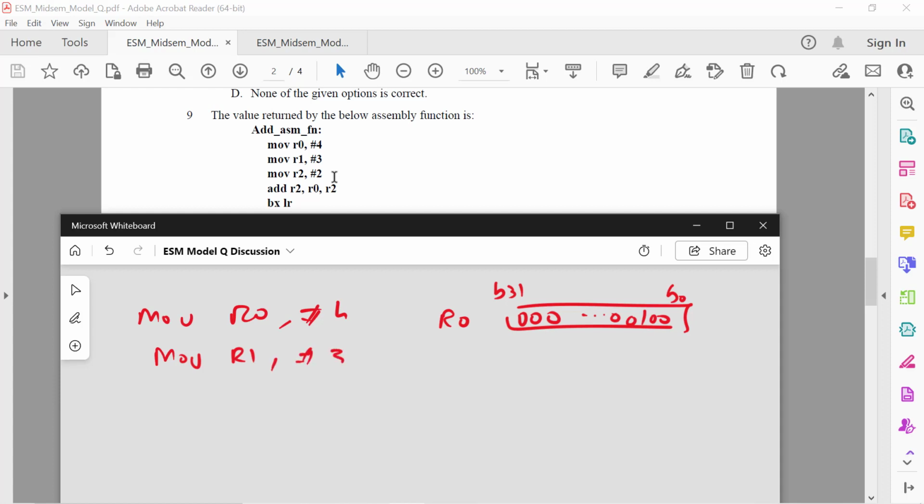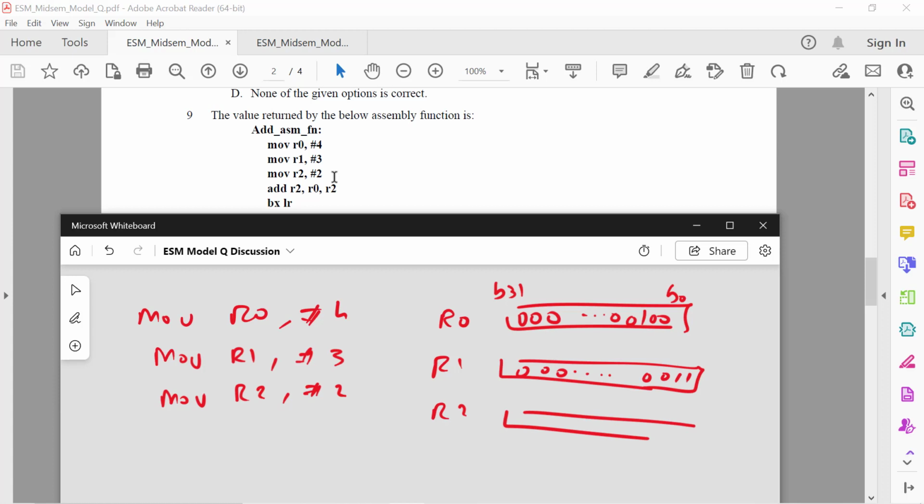R1 is 3, so R1 again, 3 is 1 1, all zeros. You can put a dot. I don't want you to put all 32 zeros because time is limited in the exam, so I want you to be careful. R2 is loaded with 2, so R2 will be 0 1 0, right? 2. I think the binary form of any number you should be able to get immediately, at least till 15.